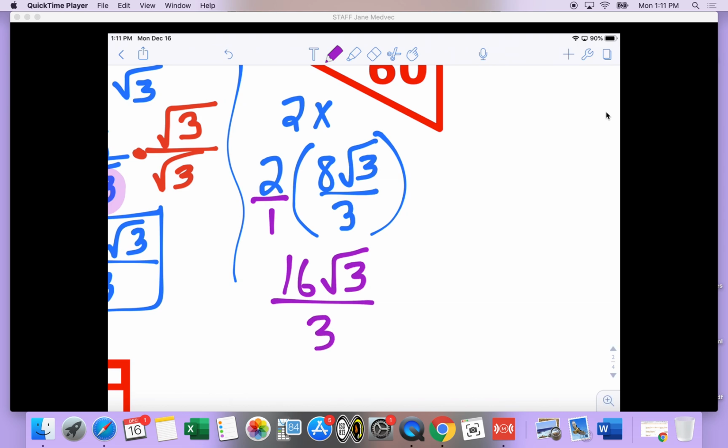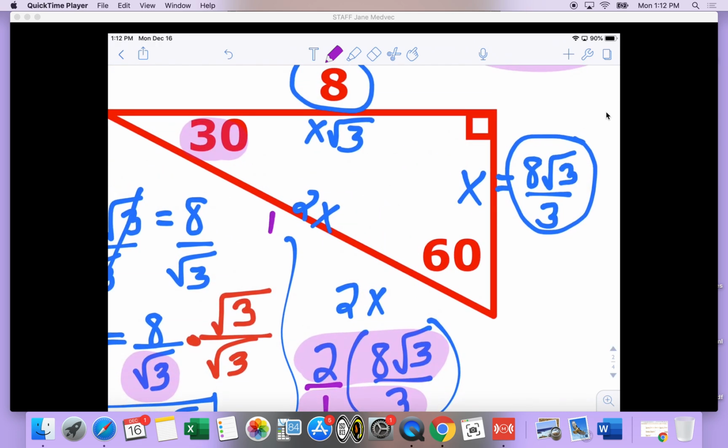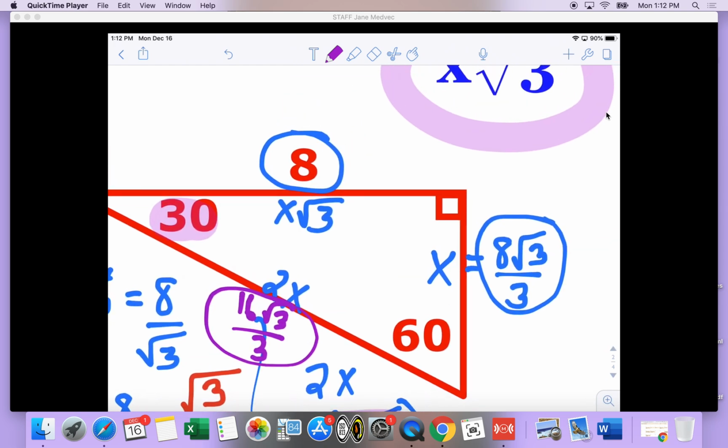Okay, so notice how I multiplied this across, and that gave me my 16 root 3, and then I multiplied by 1 times 3, and it gave me 3. Now does 16 divided by 3 come out real nice? No, it doesn't. So this is my answer. I'm done with that. And I'm going to come over here, and I'm going to go 16 root 3 over 3, and that's my answer on that one. And now I've circled all 3 of those sides.